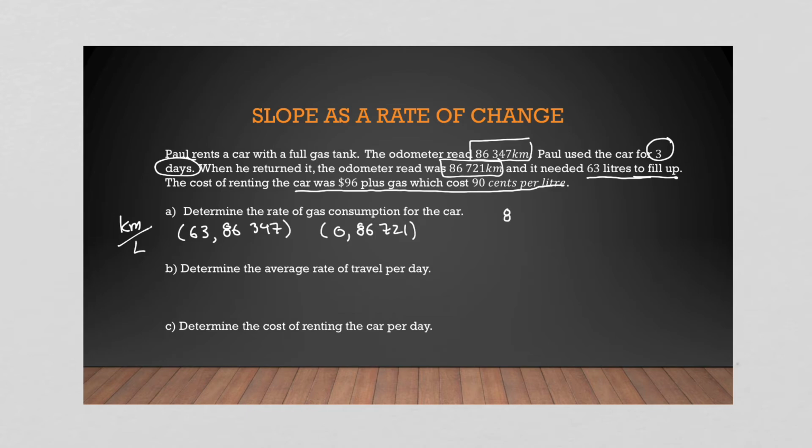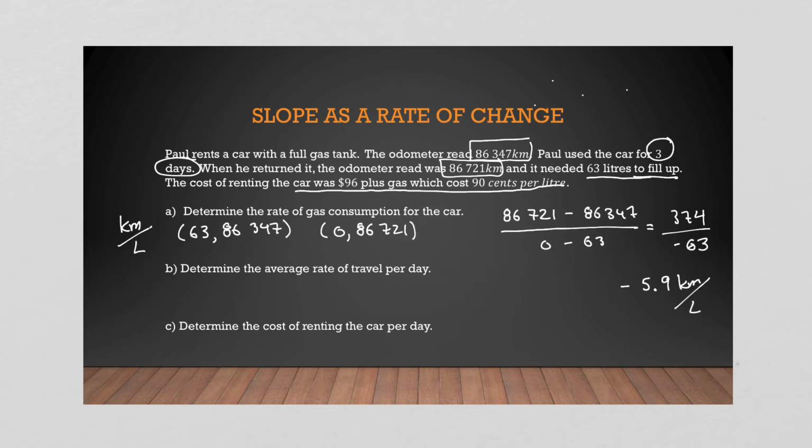So now we just do this equation: 86,721 minus 86,347 over 0 minus 63. Now you might be thinking, well, how come I'm going to end up with a negative value? But if you think about it as a slope, yeah, you're going to have a negative value. If you think about it as an actual scenario, you get negative 63 on the bottom. So 374 divided by 63 gives us negative 5.9, around there, kilometers per liter.